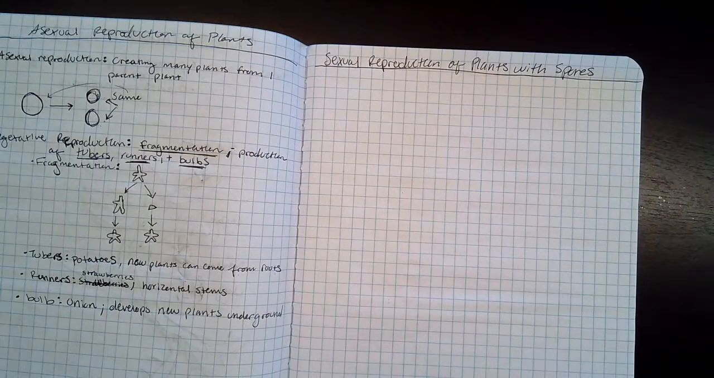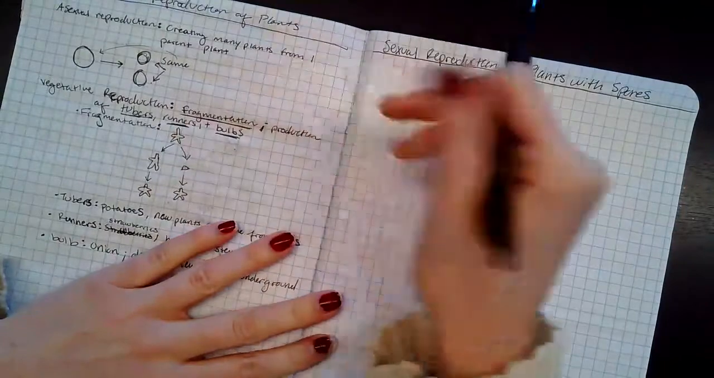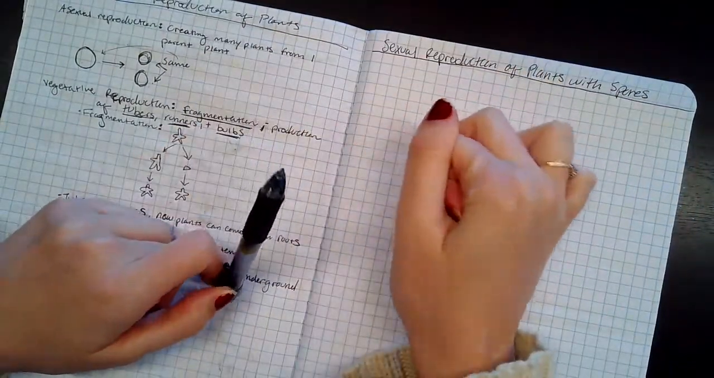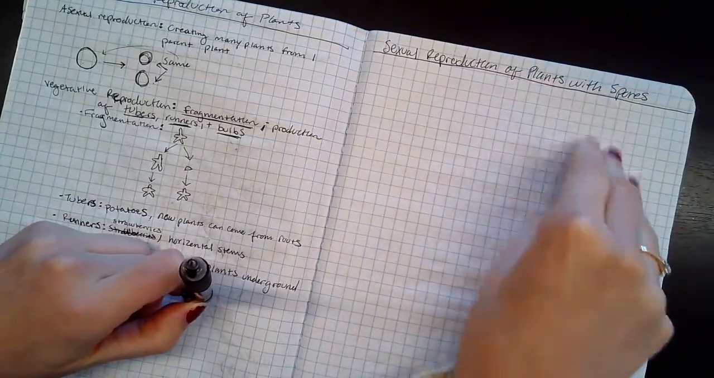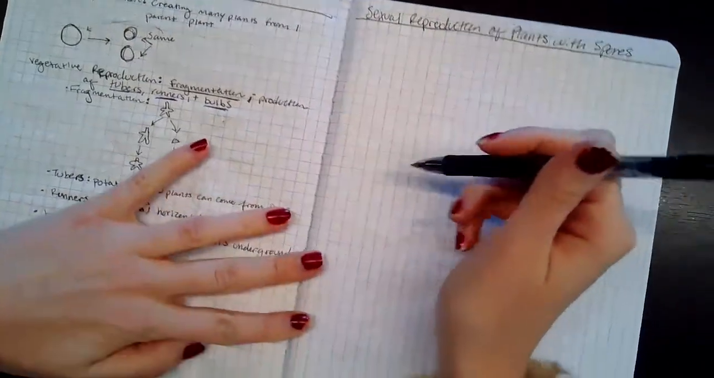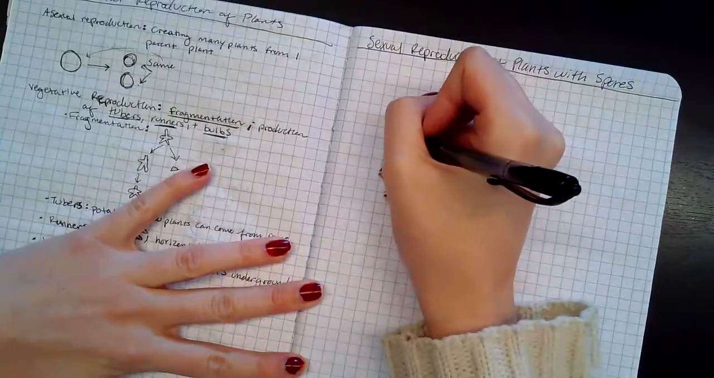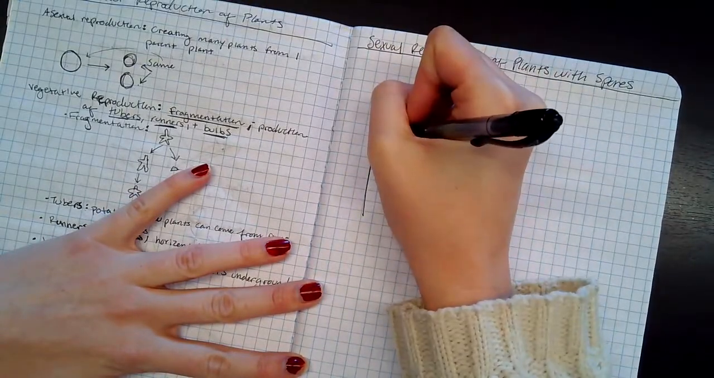Okay, so now that we know what plants have spores, let's think about how this happens. So spores are those parts of the plant, those little tiny dots that sit on the bottom of leaves, and they fly away, and then they will land somewhere. So let's start with that process. So we're going to draw a diagram. It's going to be a little challenging to follow along, so make sure that you're paying attention.